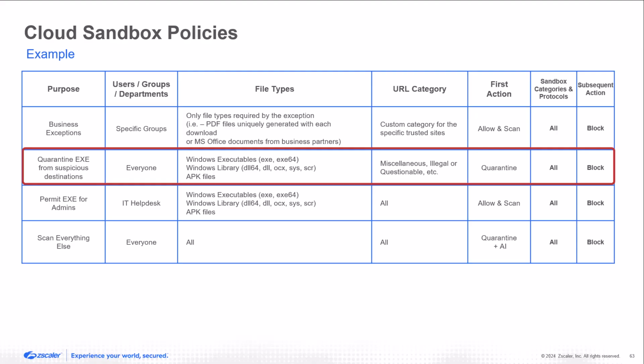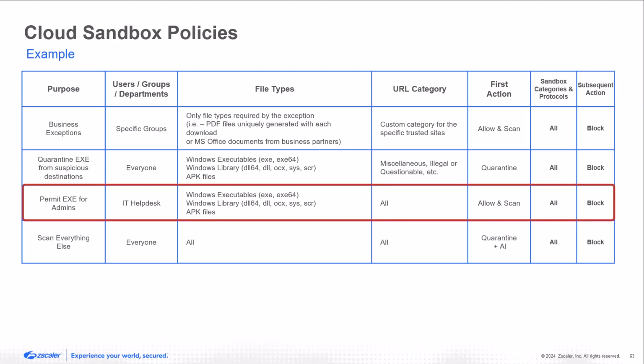The first action when we say quarantine means that we hold the file, we send it through a full sandbox analysis, and we let the user download the file only when we make sure that this is benign and not malicious. This does come at the cost of somewhat of our user experience, which is why we are limiting this only to exe files or DLL files being downloaded from suspicious websites.